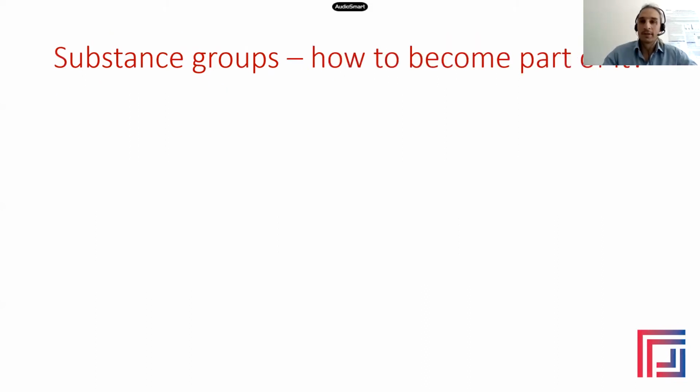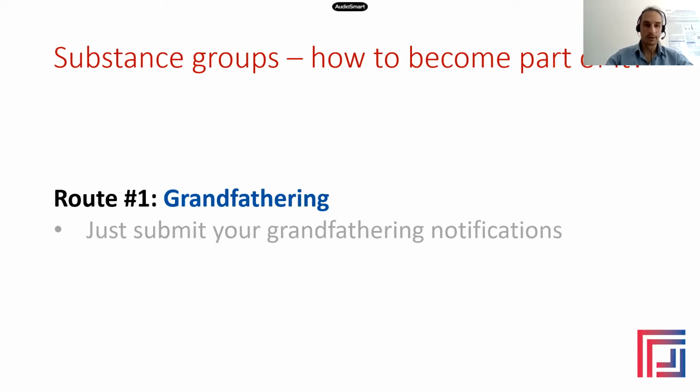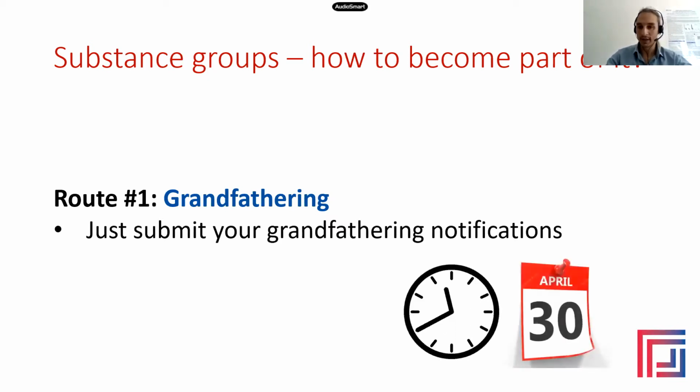How to become part of a substance group? There are 2 general routes based on the 2 different obligations you might have or options you might have, either grandfathering or downstream user import notifications. So the route number 1, through grandfathering, you don't need to do anything besides submitting your grandfathering notifications. So after submitting your grandfathering notifications until the end of April, the clock is ticking. After that, you don't need to do anything and you will automatically become part of a substance group.